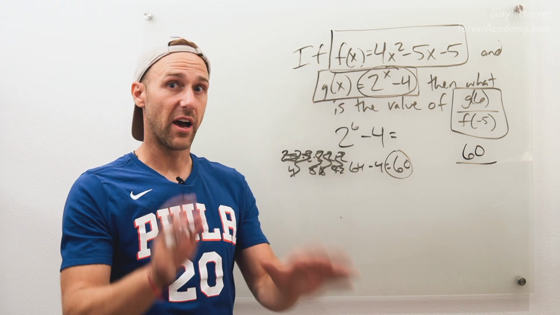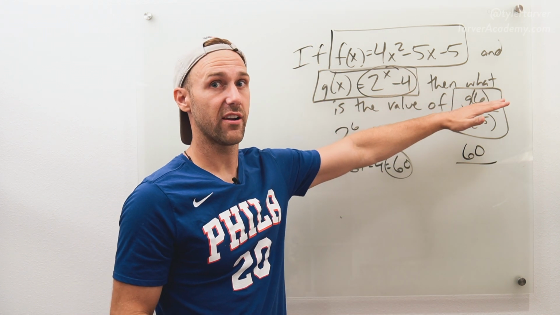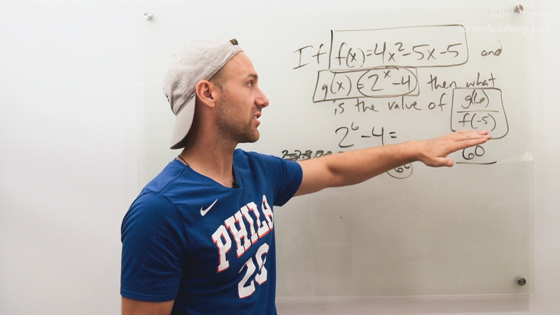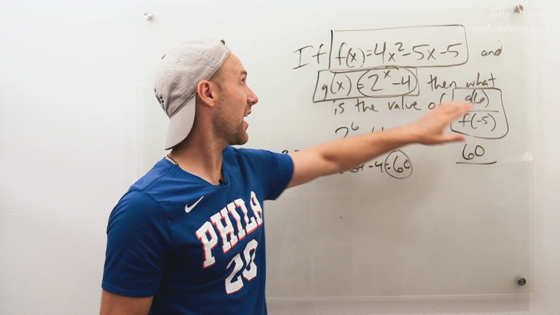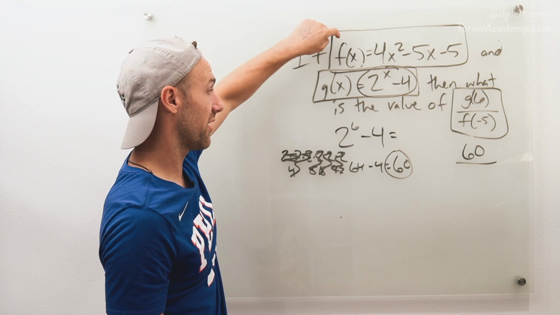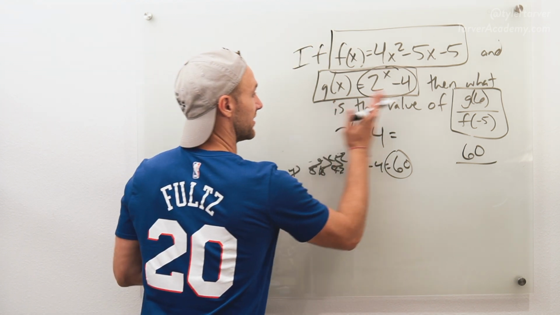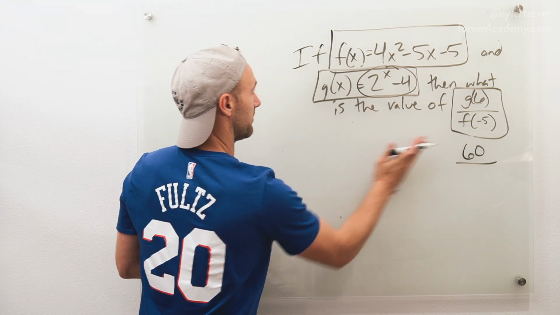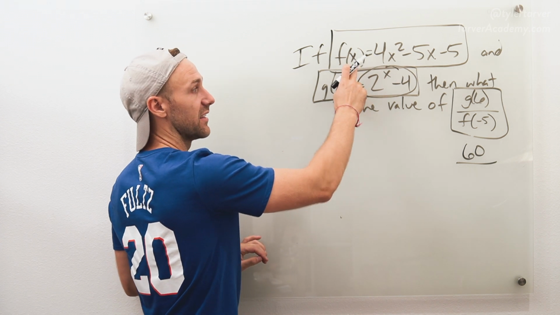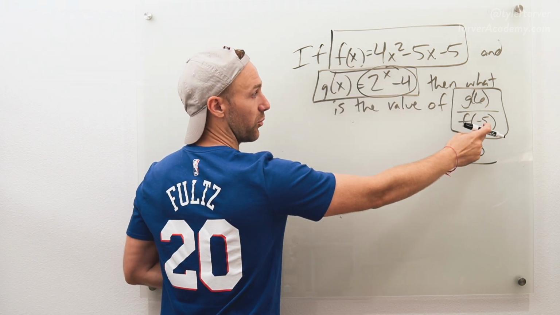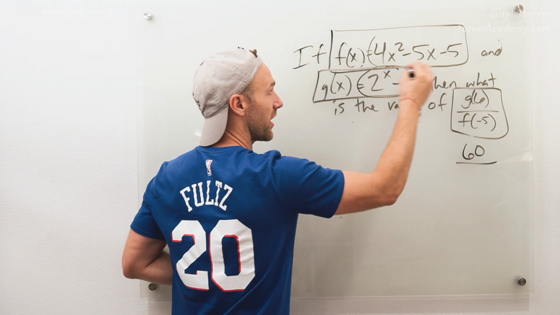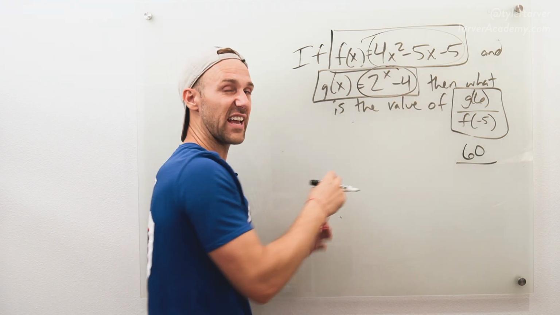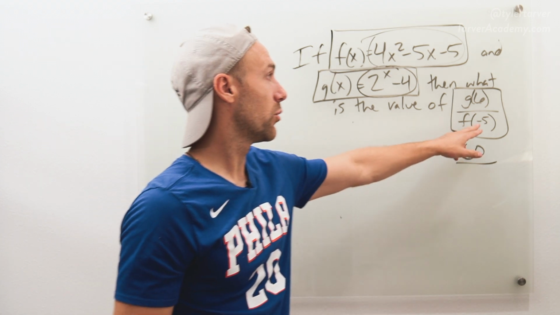Now, I'm not done. I've only gotten halfway there. A little less than halfway actually. Because now I have to do the same thing for f of negative 5. So I'm looking at my f equation up here, and I'm gonna erase this so you don't get confused. I'm gonna replace this x with what they're telling me to replace it with, which is negative 5. So I'm gonna take my equation, and I'm gonna replace everywhere I see an x with negative 5.